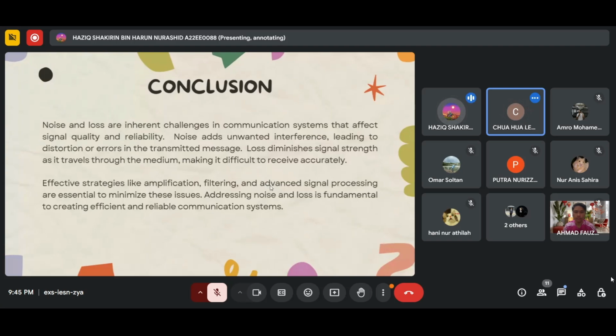Thank you, Mr. Jonathan, for concluding the lecture. Understanding the source and effect of noise and loss is essential for designing a system that can withstand environmental challenges and maintain signal integrity. By addressing these factors, modern communication technology can deliver high quality, reliable, and efficient performance across various applications.